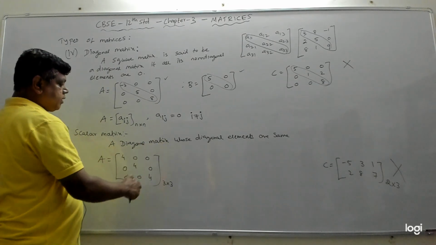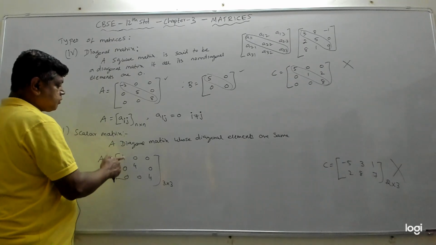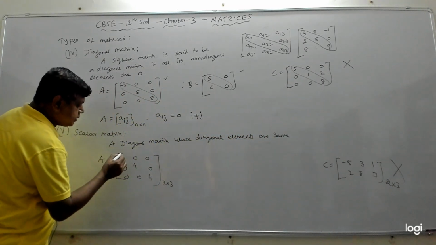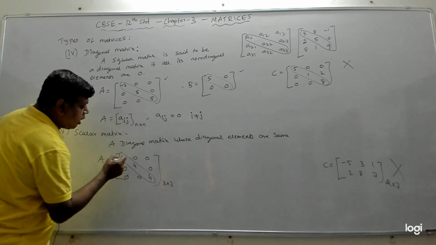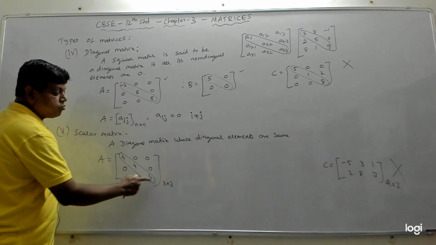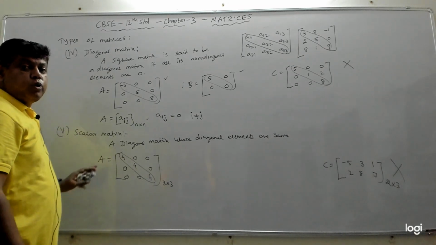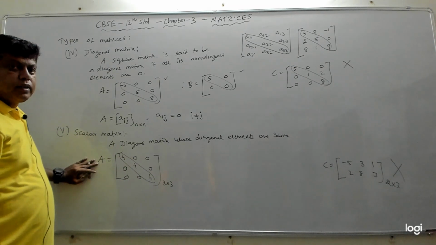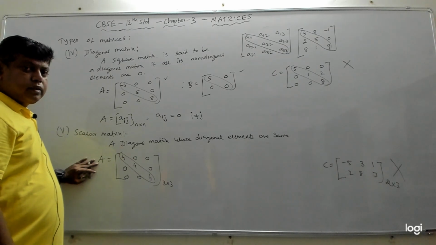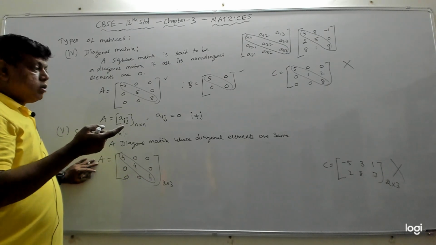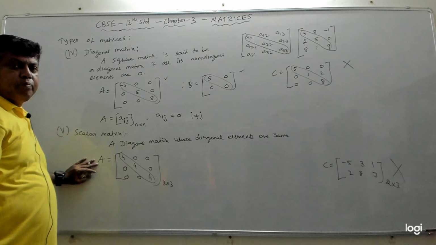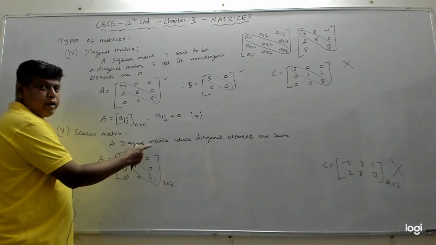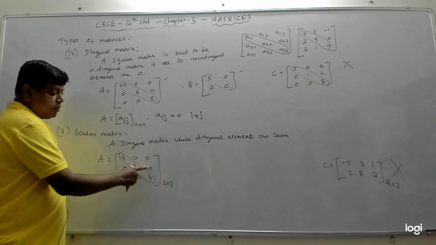Now is it a diagonal matrix? Is it a scalar matrix? First of all, it should be a diagonal matrix. Yes, a diagonal matrix whose diagonal elements are the same. What are the diagonal elements? These are diagonal elements, and all have to be the same. It is 4, 4, 4. All the diagonal elements are the same, so you call this a scalar matrix. A scalar matrix means a diagonal matrix whose diagonal elements are the same. And obviously the non-diagonal elements should be 0 because it's a diagonal matrix.